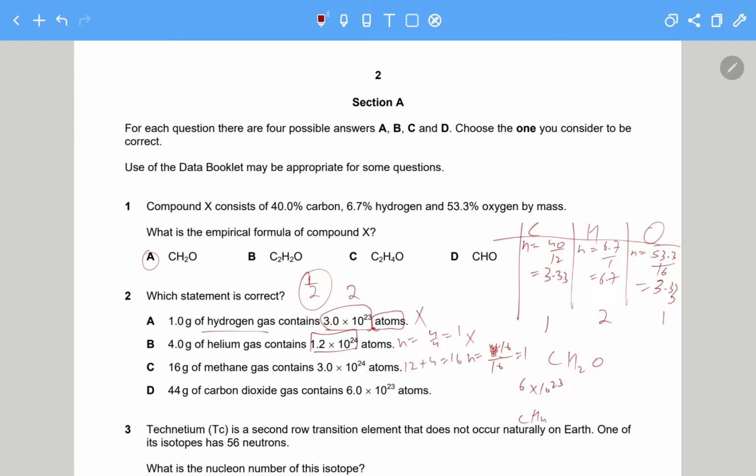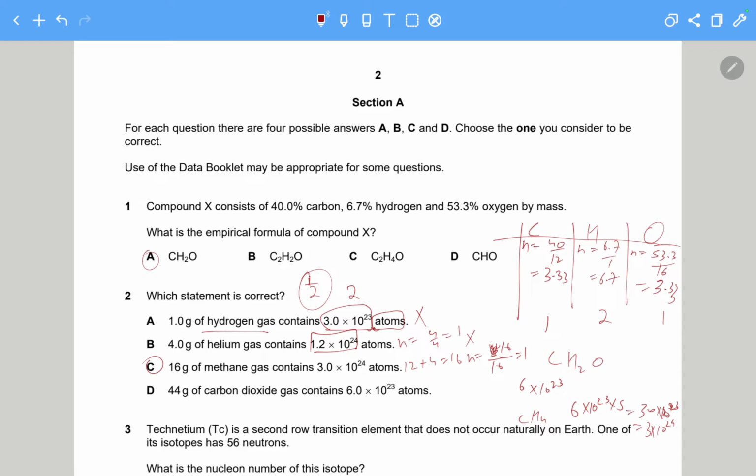So this will be 6 × 10^23 times 5, which is 30 × 10^23, and that is equal to 3 × 10^24, and that's what the option is. So C is correct, but we'll read D to make sure that what we've gotten is right.